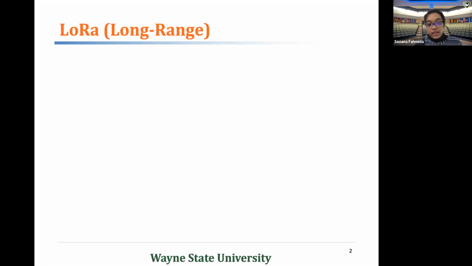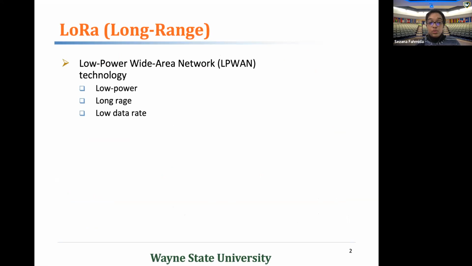I'll begin with some introduction to LoRa. LoRa is a low power wide area network, or LPWAN technology, which can power numerous low power devices over a very long range at a very low data rate.